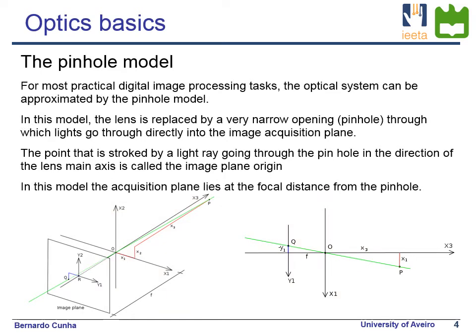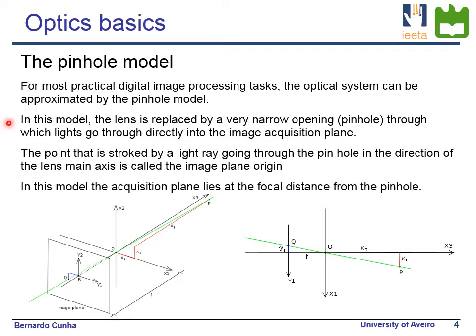From the assumption we made in the previous slide, we can derive one of the most used models in image processing, namely in robotics. This model is called the pinhole model. It is a very simple and practical digital image processing technique or model to be used. And if we are using this model, then basically what we are doing is an approximation of what really happens within our optics.